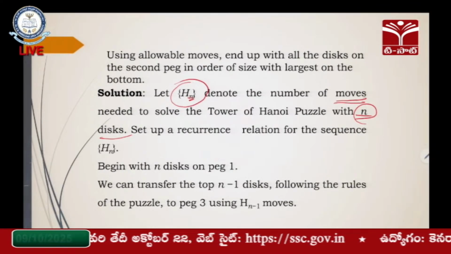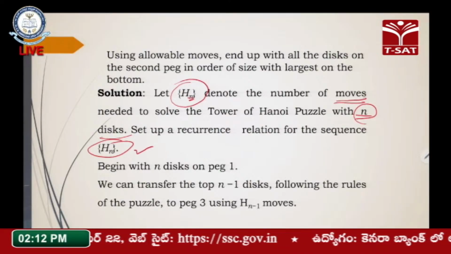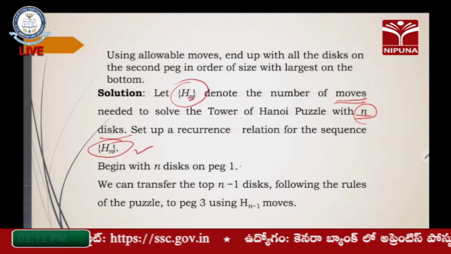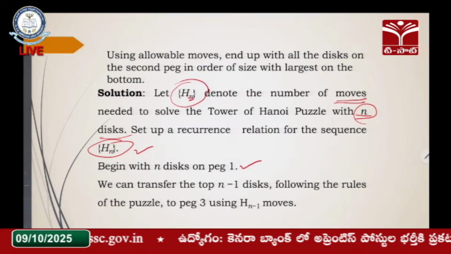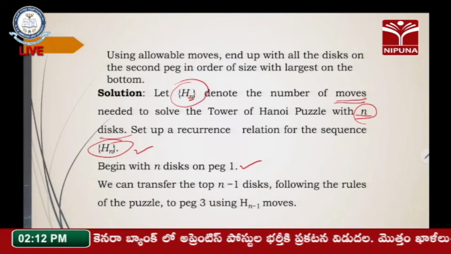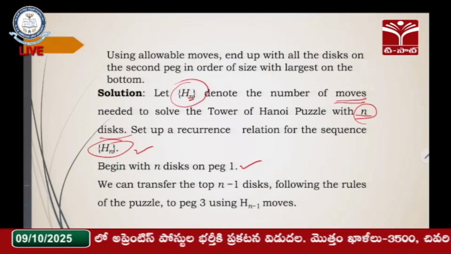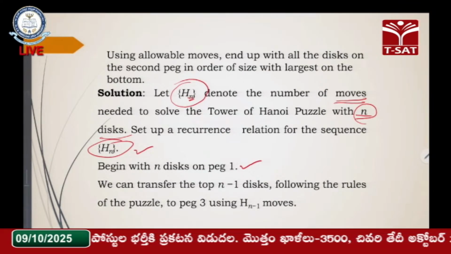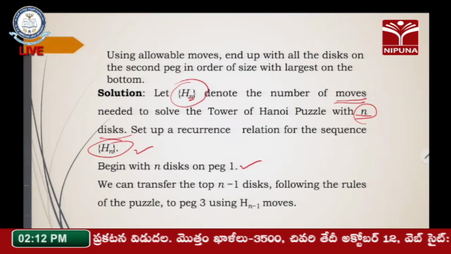Then I have to form a relation to find the Hn value. So let us start: on peg 1 we have n disks. There are 3 pegs. Logically, the larger size disk is placed at the bottom, right? Then upon that we have n minus 1 disks, right? So we move these n minus 1 disks using our condition. What is the condition? Larger size must be placed at the bottom.